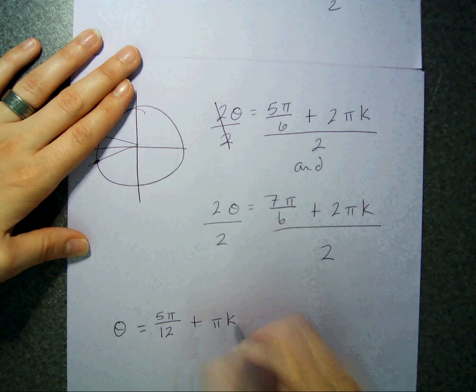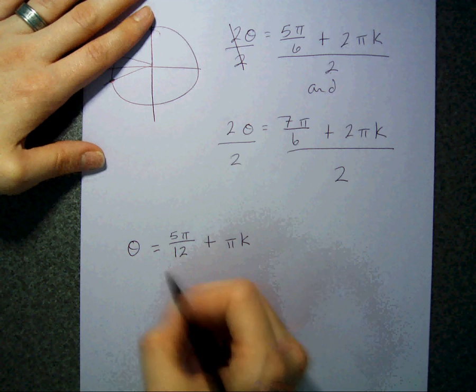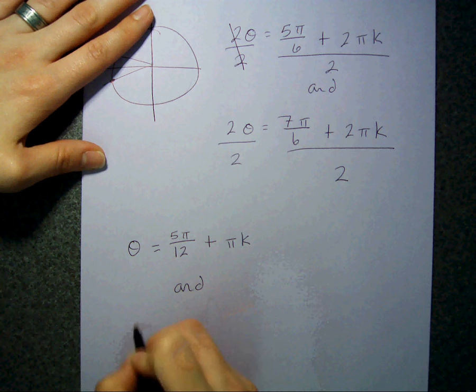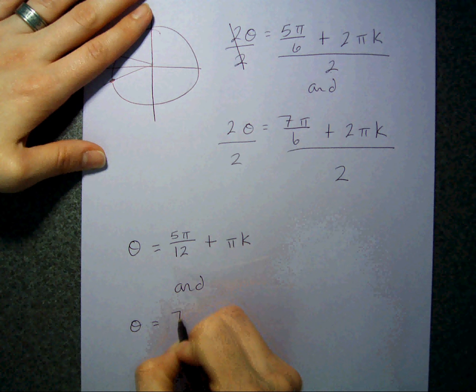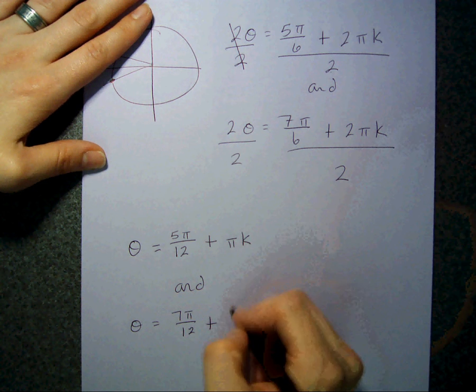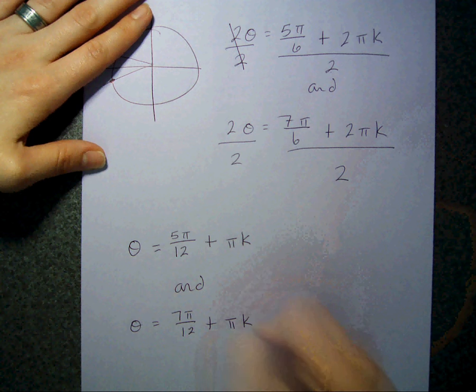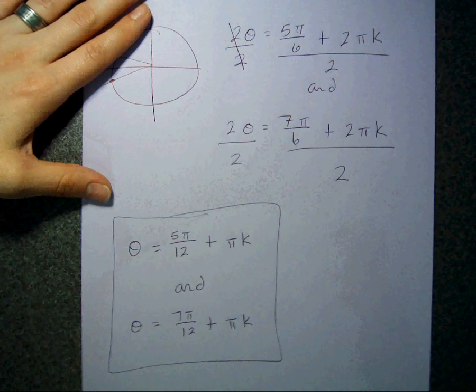And then my second answer, same exact thing. So theta equals 7 pi over 6 divided by 2, 7 pi over 12, plus 2 pi k over 2 gives me pi k. Those are my 2 sets of answers.